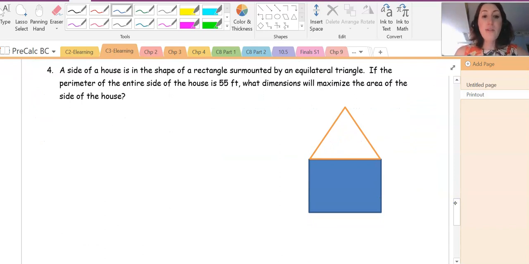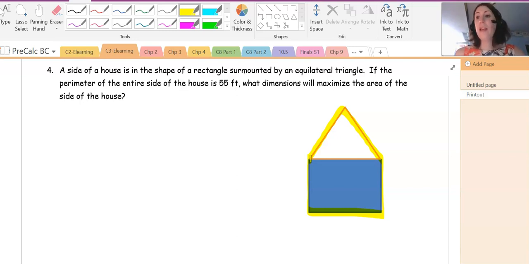A side of a house is in the shape of a rectangle surmounted by an equilateral triangle. If the perimeter of the entire house, or entire side of the house, is 55, so that means this, okay? What dimensions will maximize the area of the side of the house?